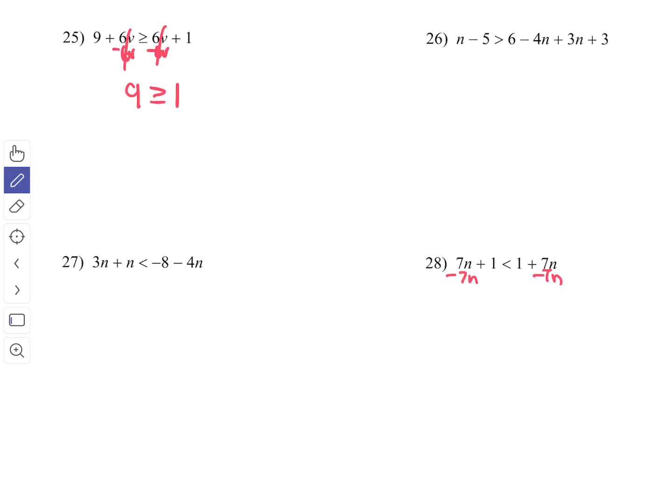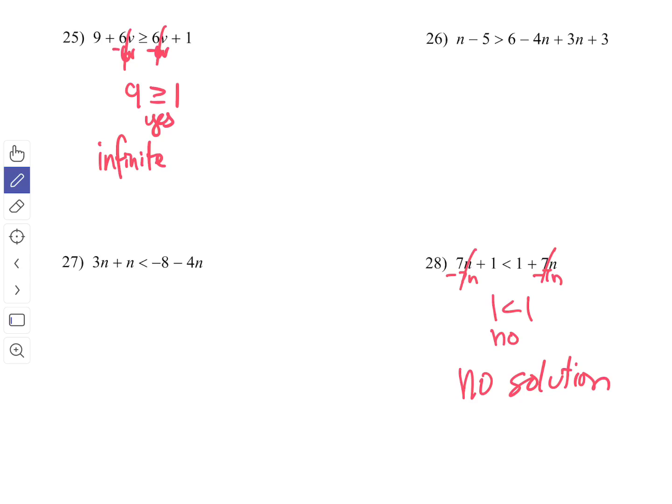Like, look at 28. Subtract 7n, that's 0, that's 0. I get 1 is less than 1. Okay, is 1 less than 1? No. Is 9 greater than or equal to 1? Yes. So when it's a no answer that it doesn't work, that means no solution. There is no number for n that will make this work. For 25, when I get a yes, that means there are infinite solutions. Any number I put in for v will work based on what this looks like. Okay, so sometimes we run into some weird problems like that.